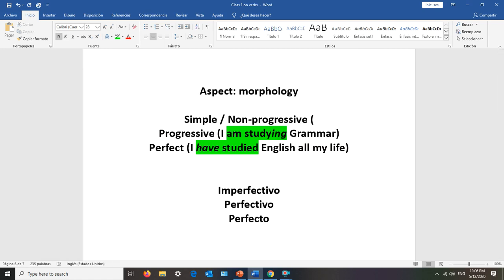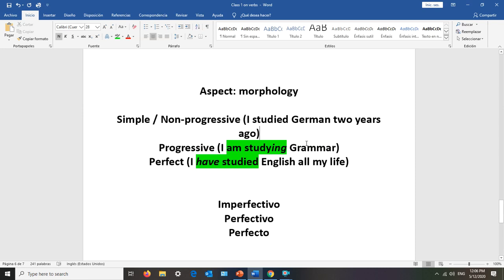And the same happens with simple or non-progressive aspect. If I say to you, I studied German 2 years ago, the tense is called simple past, past pertaining to the external temporal feature of the verb, but simple, signaling that there's no specific usage of a special suffix like an ing or an auxiliary verb like have, simply the employment of the suffix that is used for the representation of past forms in English, ed suffix, but nothing else.